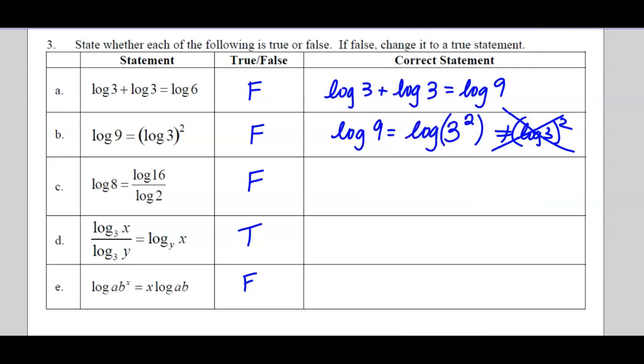Same thing here. This is dividing. They've obviously divided the arguments. Remember, when do you divide the arguments? When you're subtracting logs with the same base. So a better one here would be that.